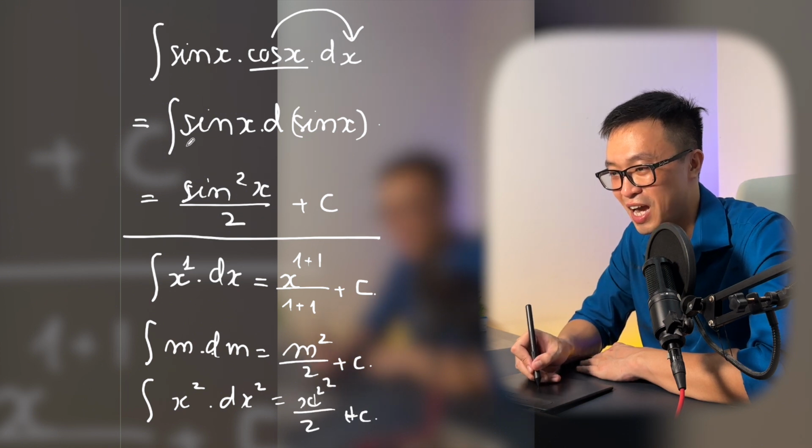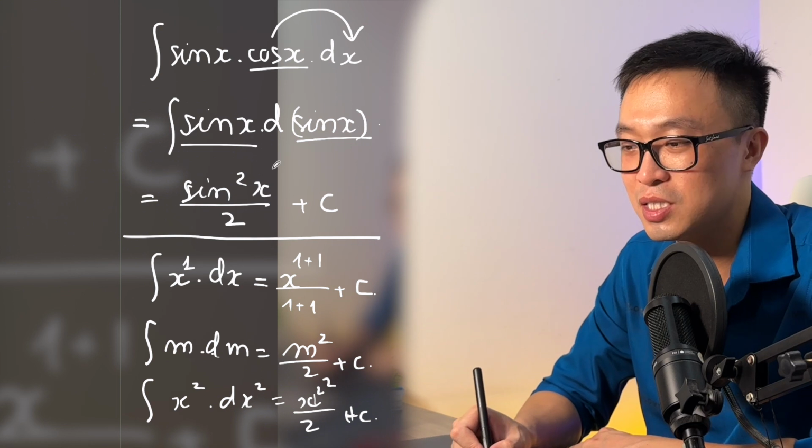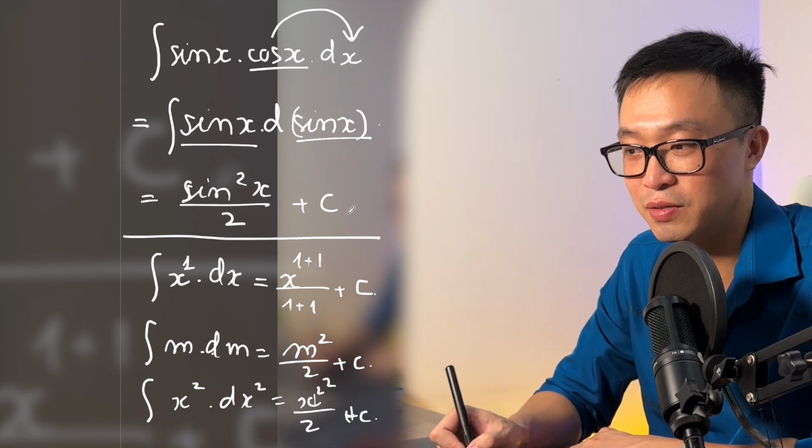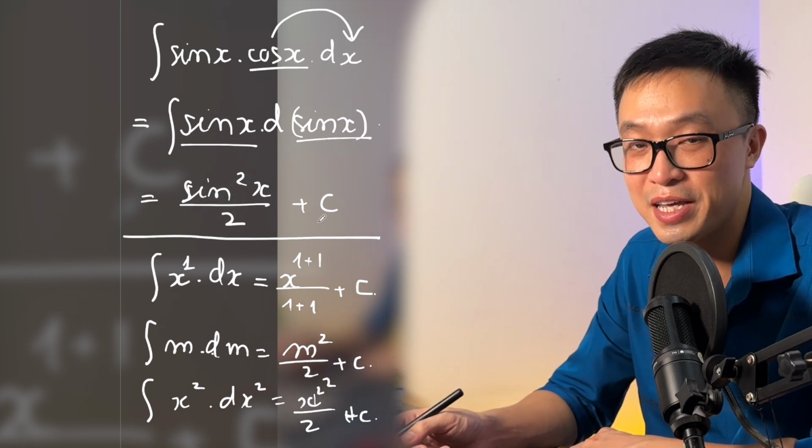Okay. You have here sine x and d sine x. It will be sine squared over 2 plus c. Yeah, that is another answer for this question.